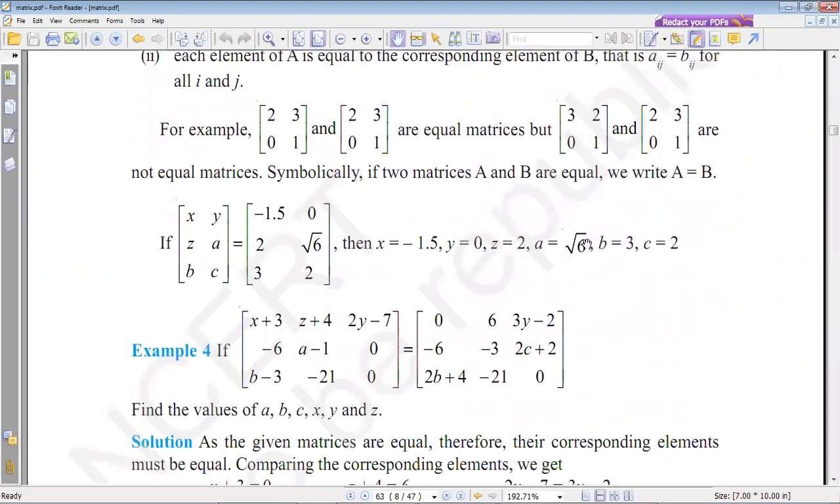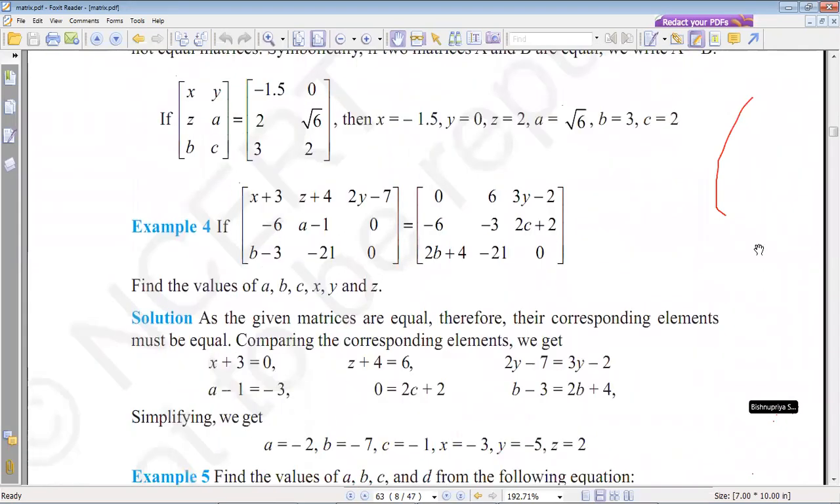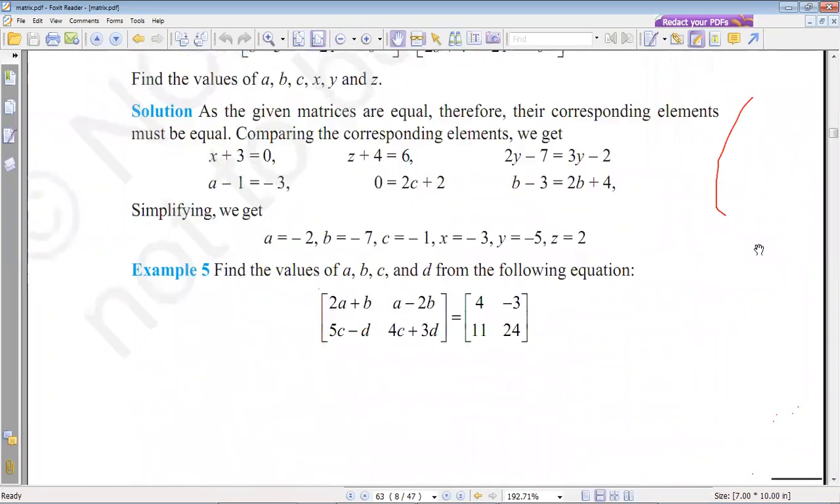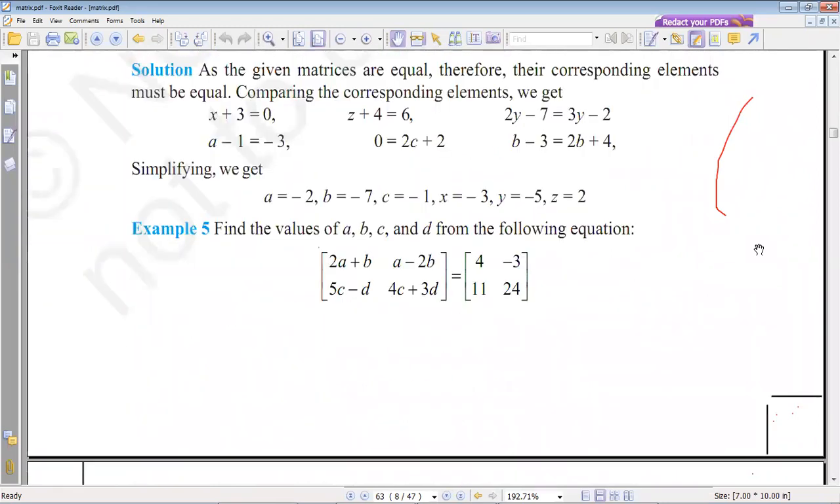So this is called a what? This is called equality of matrices. Some examples are given. Find the values of A, B, C, and D from the following equation. This is a second order matrix. This is also a second order matrix.